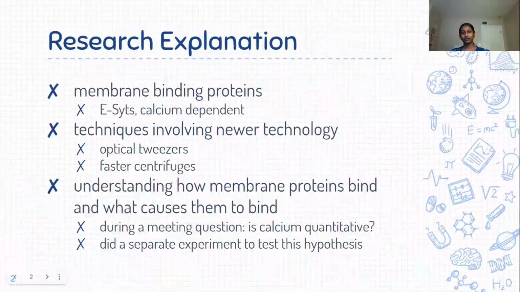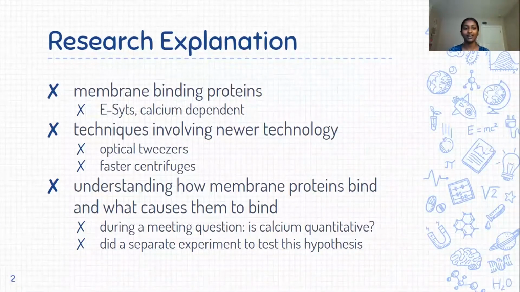Mainly, I'm going to go a little bit into explaining the research, and then I'll show a couple of pictures that will help guide what I've written here. Membrane binding proteins are mainly just exactly what they're called. They bind to membranes. Proteins have multiple domains. E-Syt was a specific protein type that is calcium dependent and has multiple C2 domains.